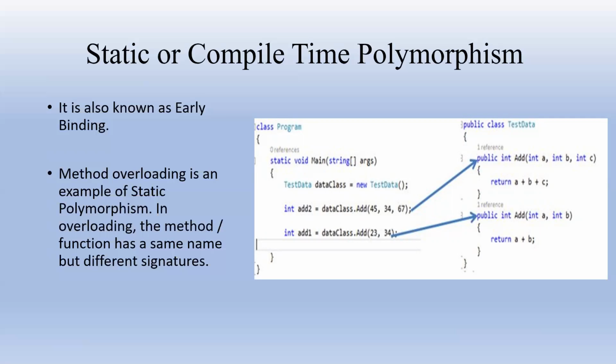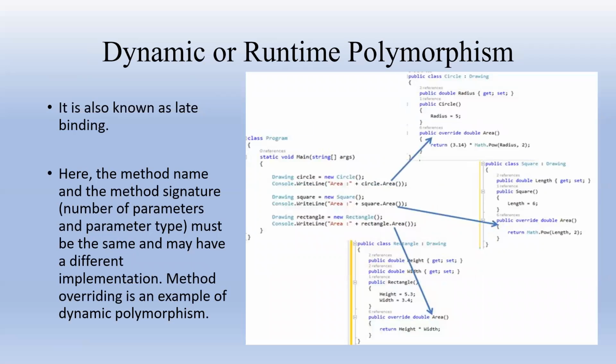Then from our main method, which is inside the program class, we are calling the two methods by creating the object of the test data class. Next is dynamic or runtime polymorphism, also known as late binding. Method overriding is an example of dynamic polymorphism. Here, the method name and signature, which means the number of parameters and the parameter types, are the same, but they have a different implementation or logic inside them.